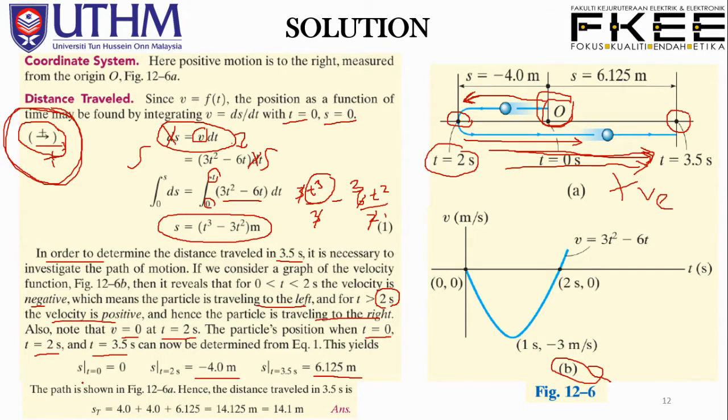So we solve these three using this equation. Okay, so just substitute the value of t. The first t is 0. So t is 0 into this equation, and of course s equal to 0. And then for the second, we have t equal to 2 seconds into here. All right. Now we have 2 to the power of 3, and then minus 3 times 2 to the power of 2. So this gives you negative 4 meters.